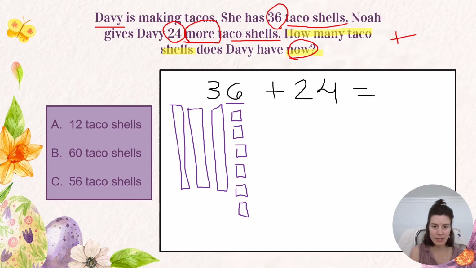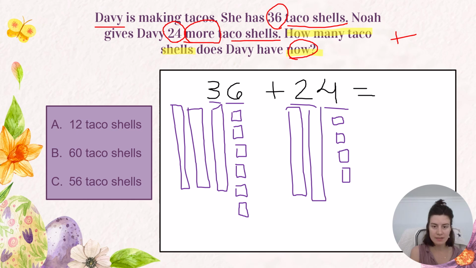Okay, now I'm looking at the number 24. I have 4 ones, 1 one, 2 ones, 3 ones, 4 ones. And then how many tens do I have? I have 2 tens. 1 ten, 2 tens.